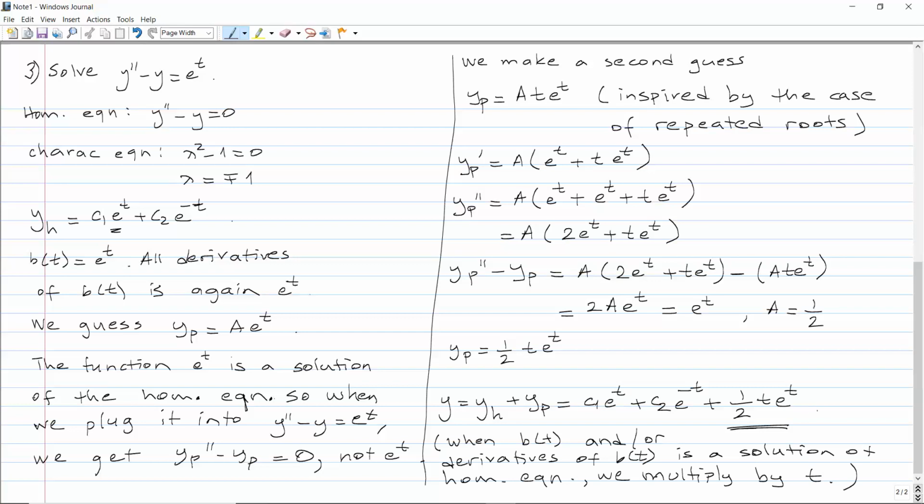But the thing is, when you multiply by t, it may still be a solution of the homogeneous equation. In this case, I will do this in the next example, you multiply with another t. So you keep multiplying by t until you get rid of all solutions of the homogeneous equation. So this is going to be the case in the next example, example 4.